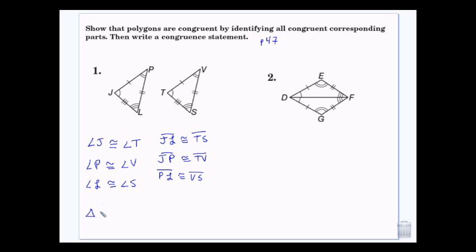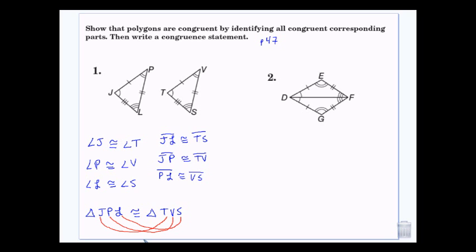That means that triangle JPL is congruent to triangle TVS. Now this is important. J and T are congruent, so I have to put those in the same spot. P and V have to be in the same spot, and L and S have to be in the same spot. I couldn't say JLP is congruent to TVS because the order of the letters tells me which angles are corresponding and congruent. So if you switch the order of the letters, it's no longer a true statement.